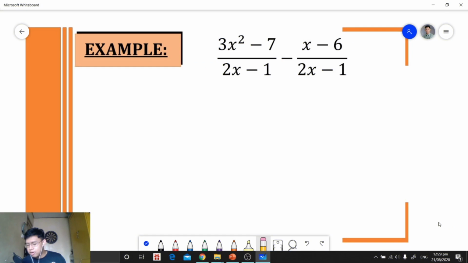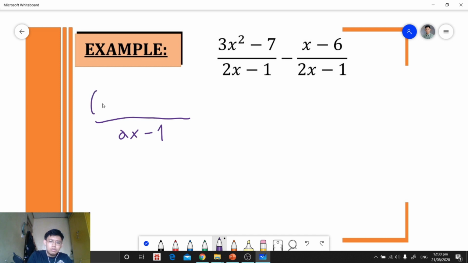Alright, let's have our last example for today. So, given this rational expression, knowing that they have the same denominator, we're just going to copy their common denominator, and then the next step is for us to subtract the numerators. So, please do not forget to place them inside the grouping symbol. So 3x squared minus 7 minus x minus 6.